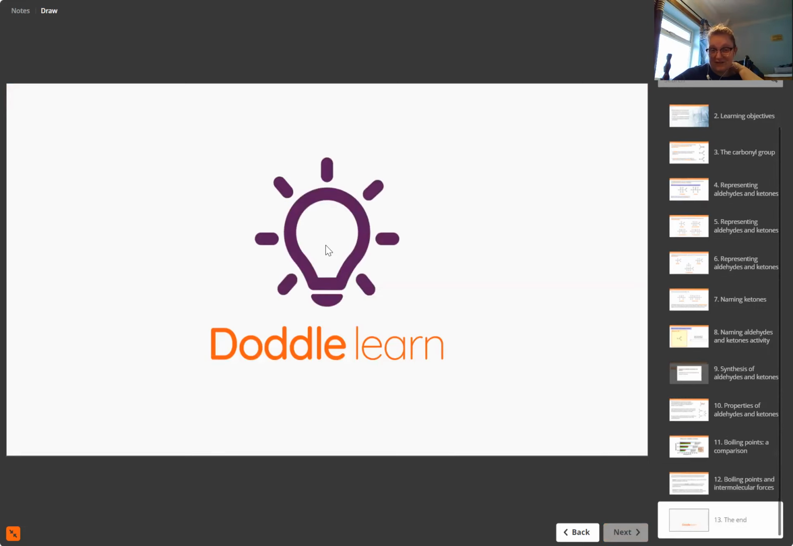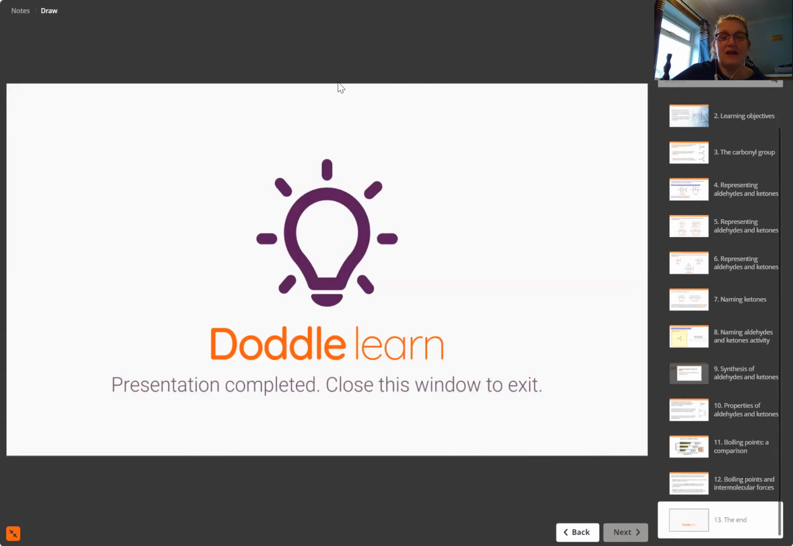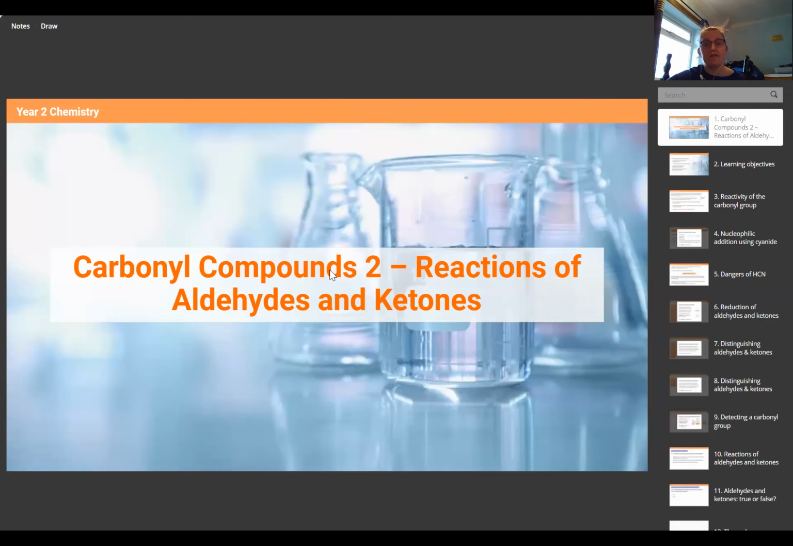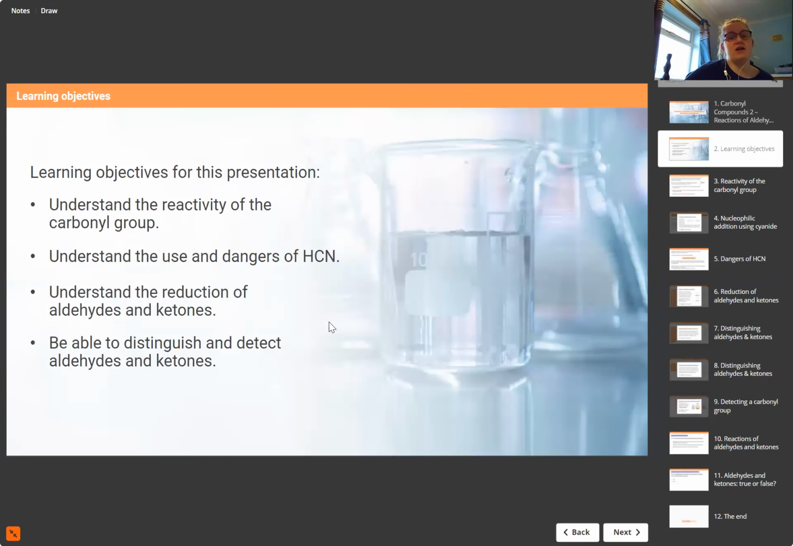So that is the first little part about aldehydes and ketones, and next we're going to go into a bit more detail about them. Okay, so now we're going to look at carbonyl compounds, those aldehydes and ketones, in a bit more detail, and look at their reactions. By this, we mean we're going to look at their reactivities, the uses and dangers of HCN, the reduction of aldehydes and ketones, and being able to distinguish and detect aldehydes and ketones.